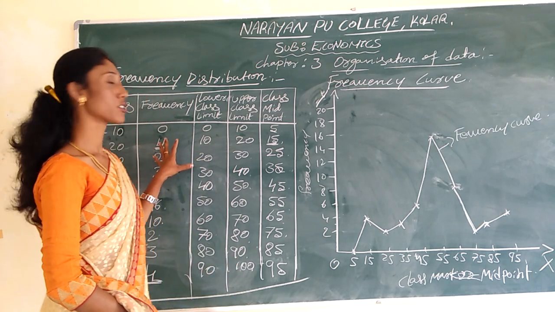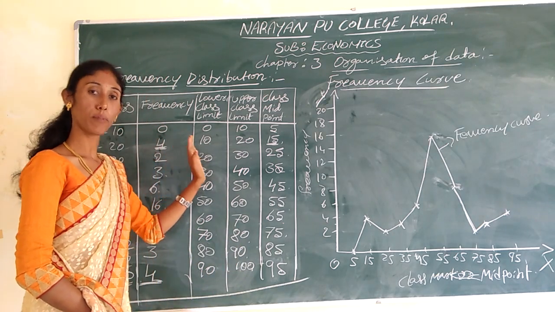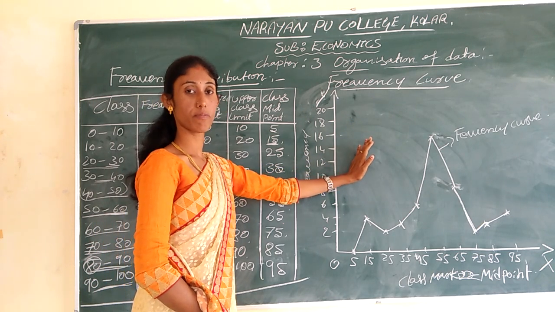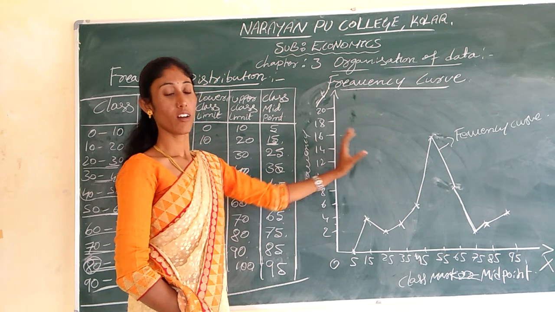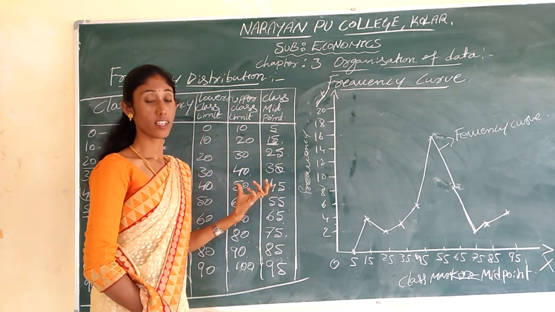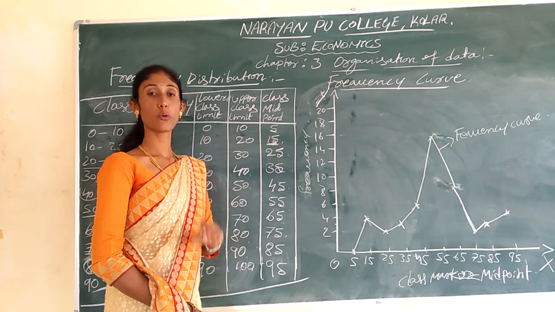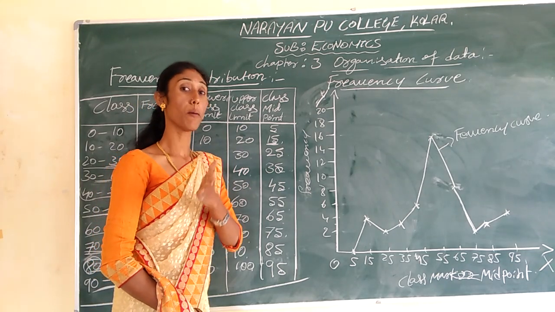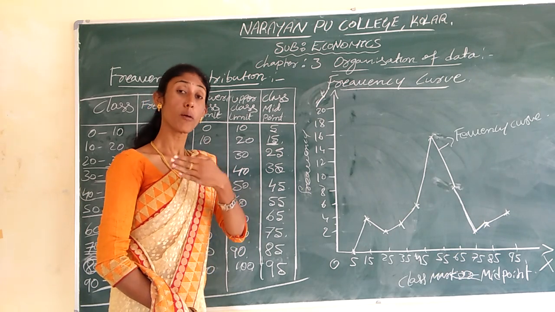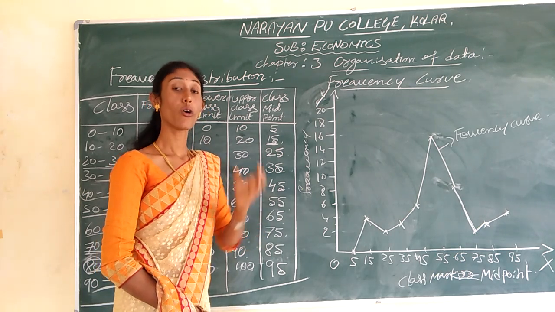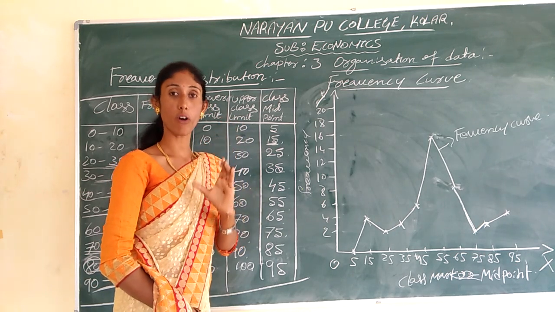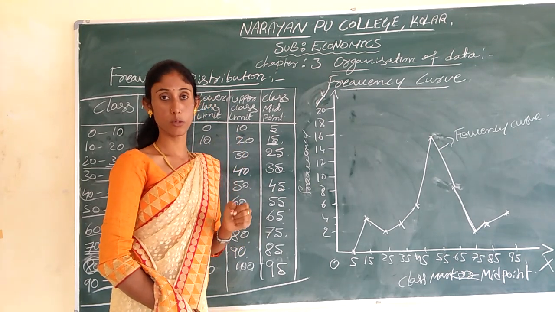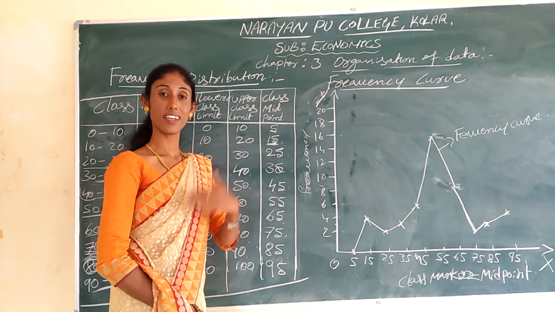Understood? Frequency distribution means classifying the raw data in a particular order, and frequency curve means the graphical presentation of frequency distribution. I hope all of you understood these topics. In the next class we'll move to the most important concept of this chapter, that is how to make a frequency distribution. It means the main steps we need to follow before making the frequency distribution will be discussed in the next class.